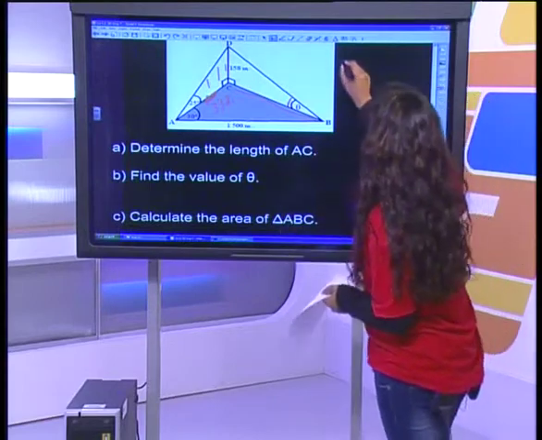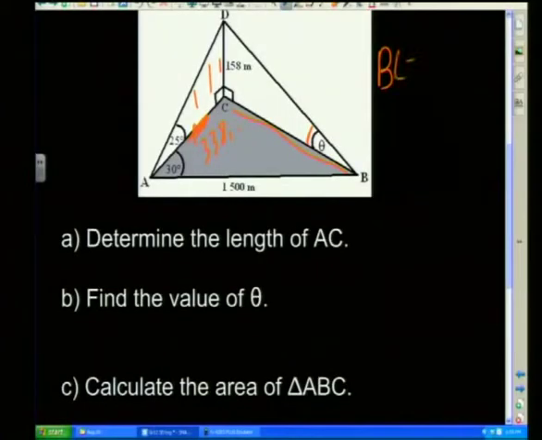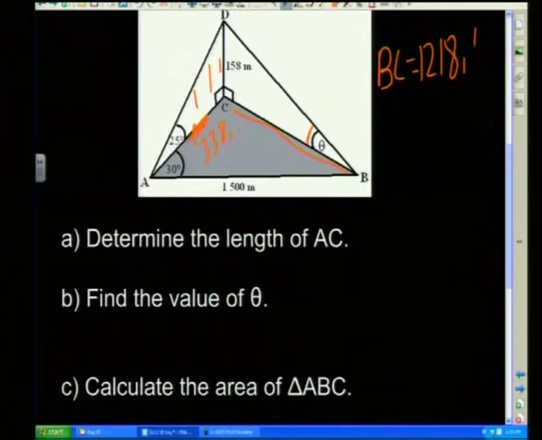All right, and using the cos rule, okay, why would we use the cos rule? Well, we've got side AC, we've got side AB, and I've got the angle A included, so therefore I can use the cos rule, and you will see that BC is 1,218,4 meters.